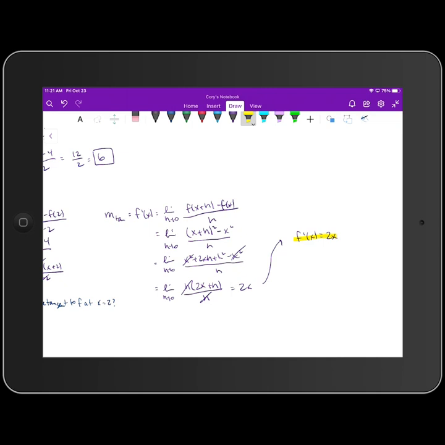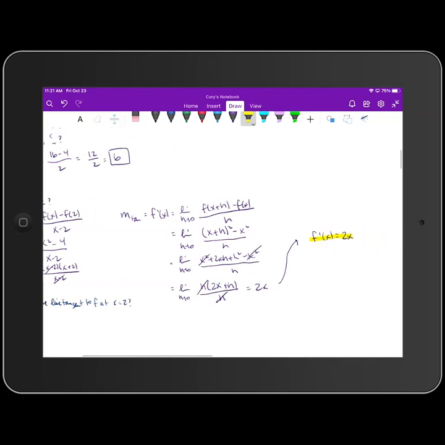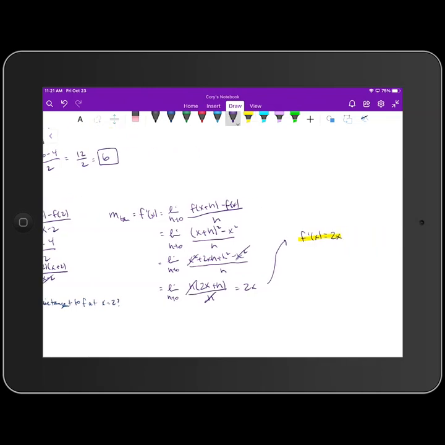So we are trying to calculate the slope of our graph, or the instantaneous rate of change, at x is equal to 2. So what I want to do is evaluate that derivative at x is equal to 2, which is going to be 2 times 2, which makes f prime of 2 equal to 4.